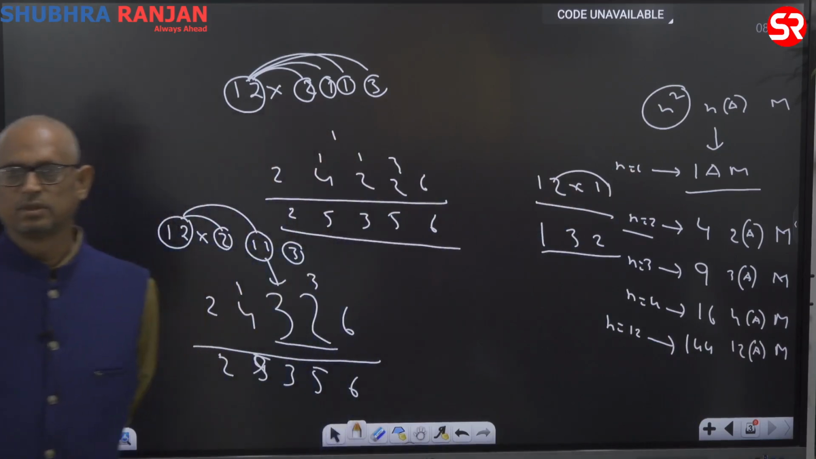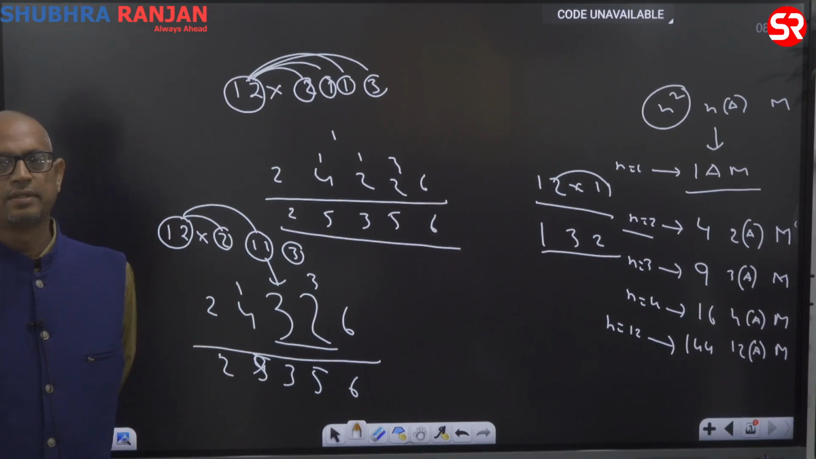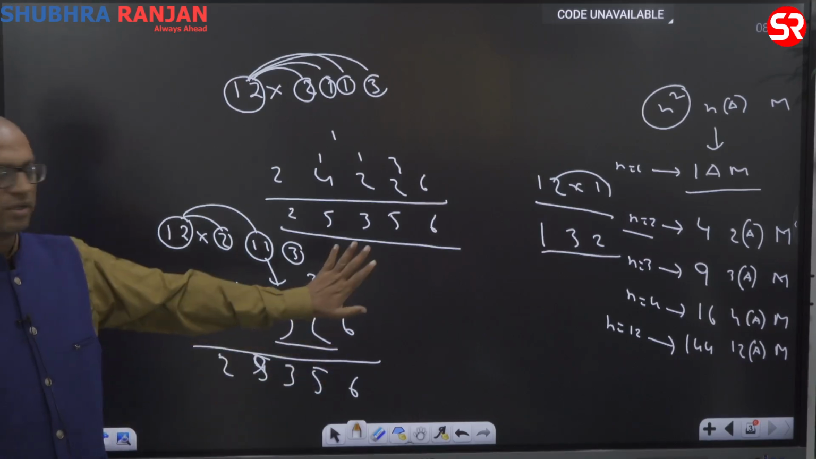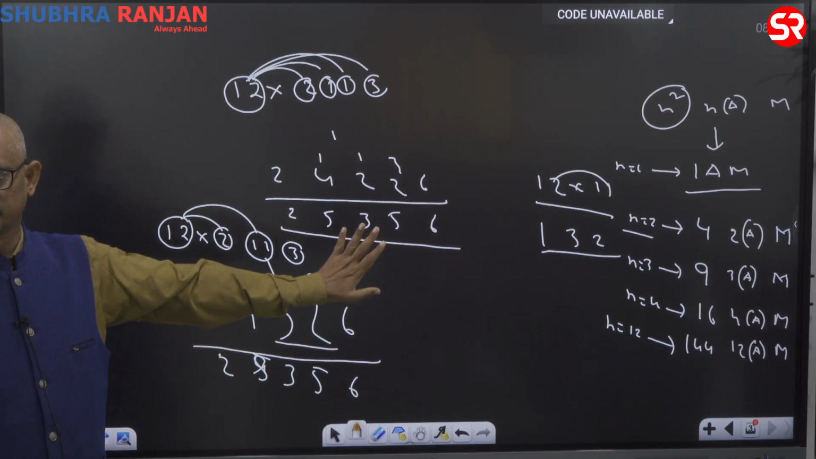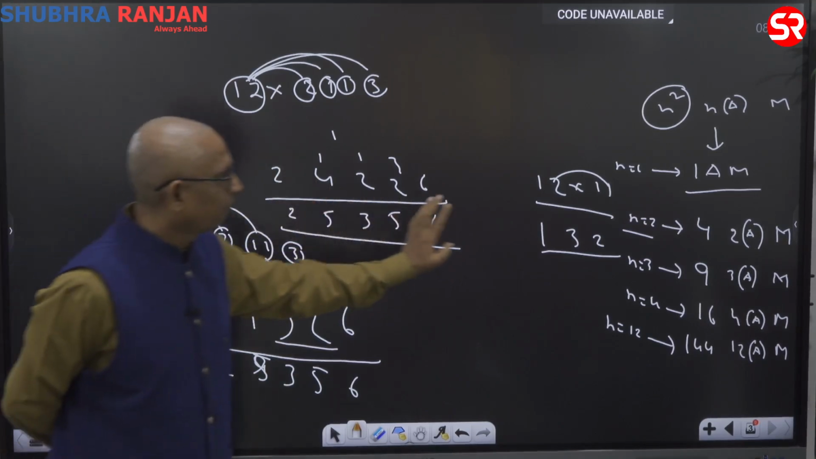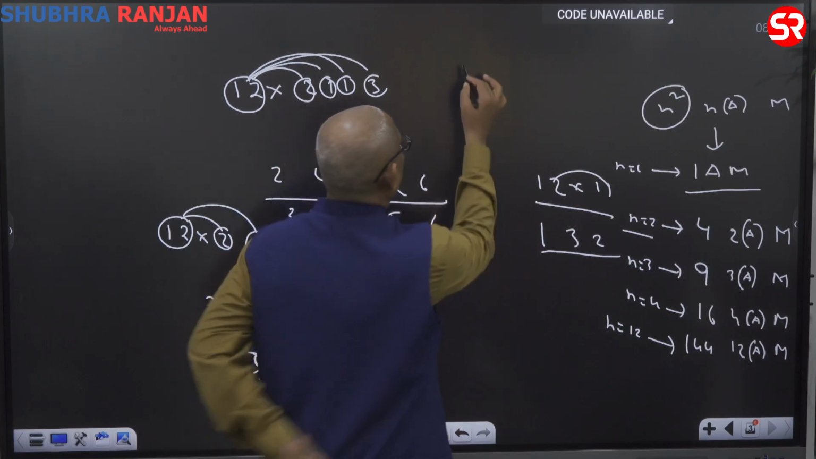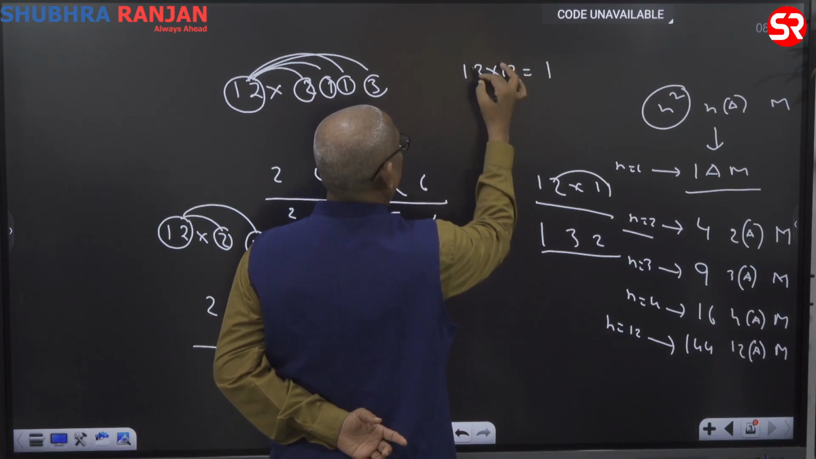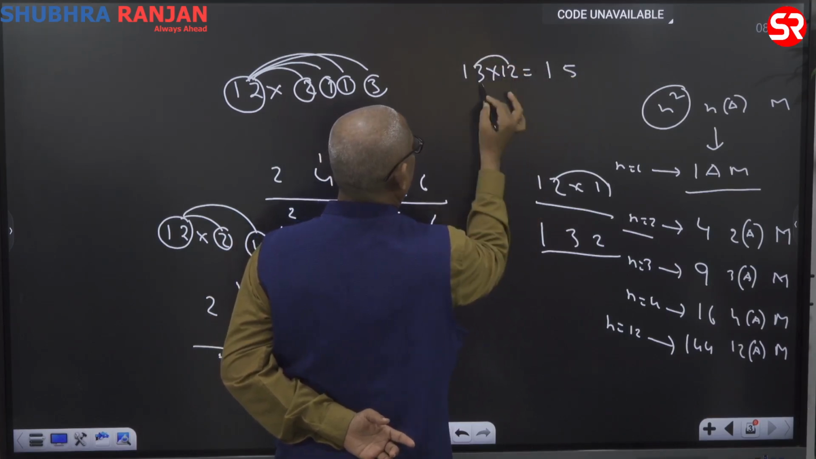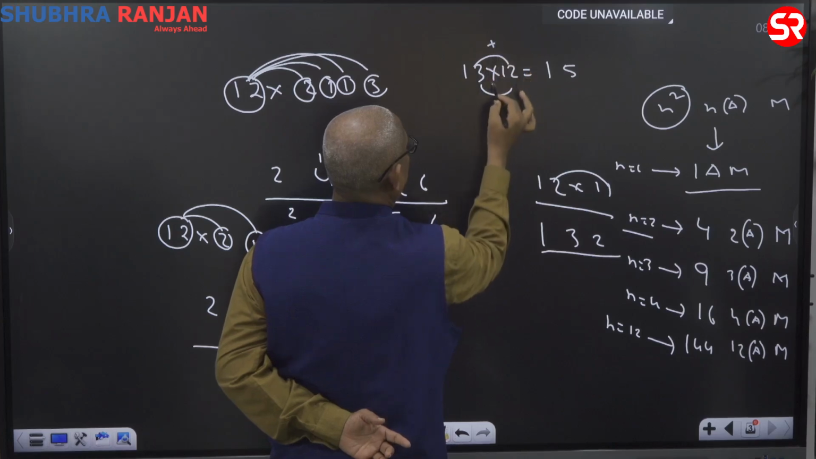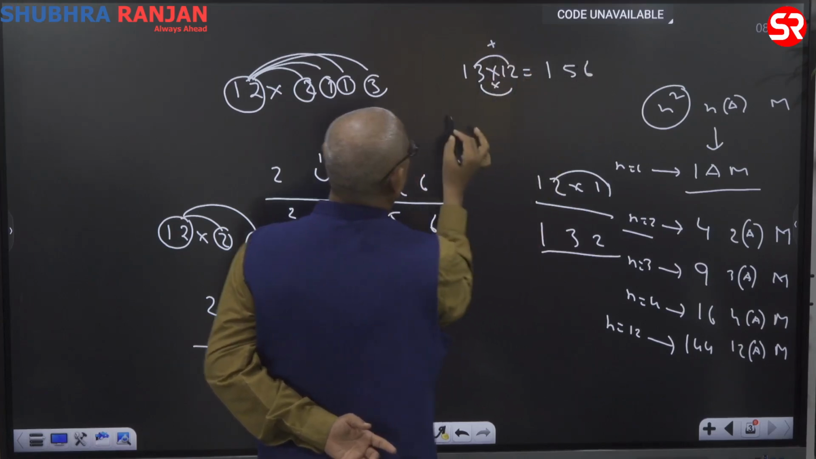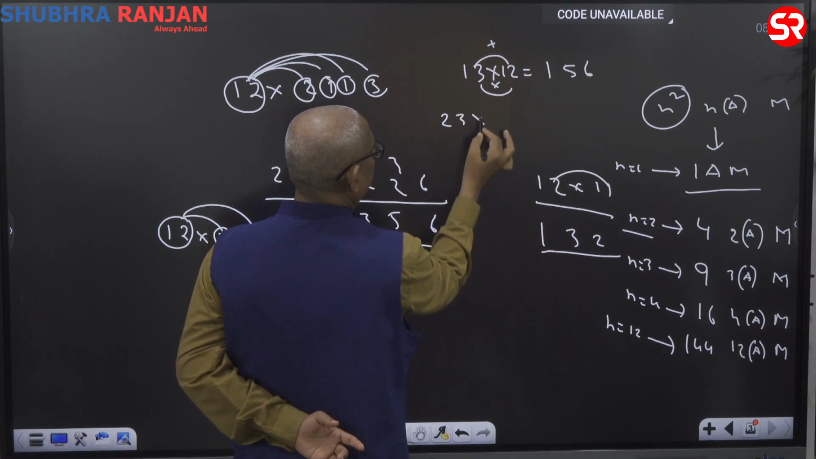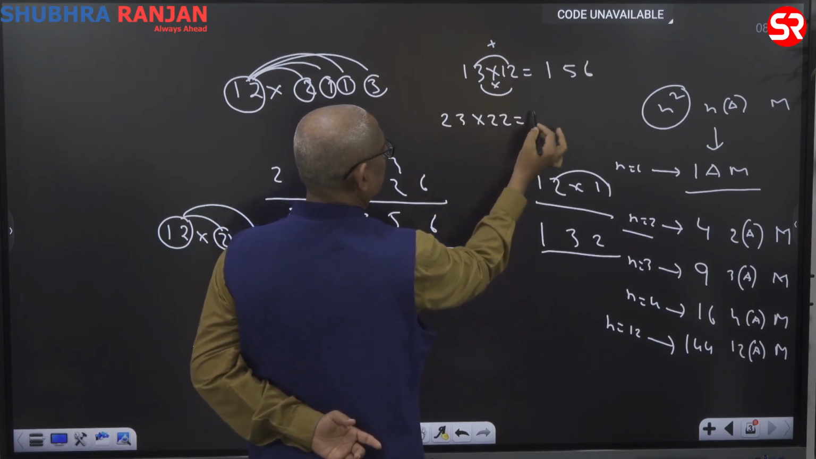Got it? Is there any confusion regarding this? Shall I explain once again? So we will do one thing. We know 13 into 12. So 1 and then 5, addition and then multiplication, that is 6. When you do 23 into 22, tell me.